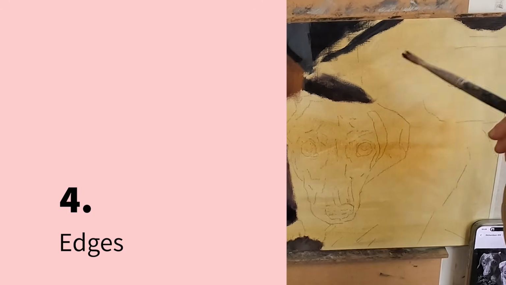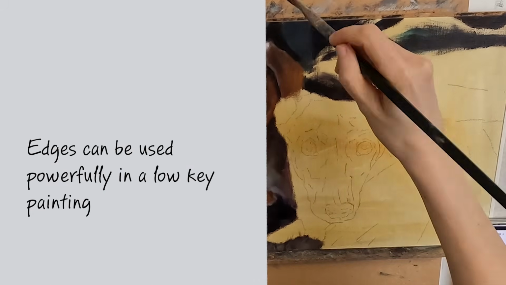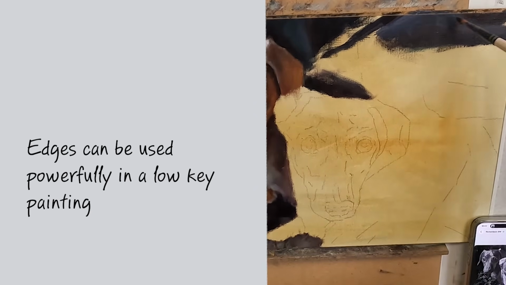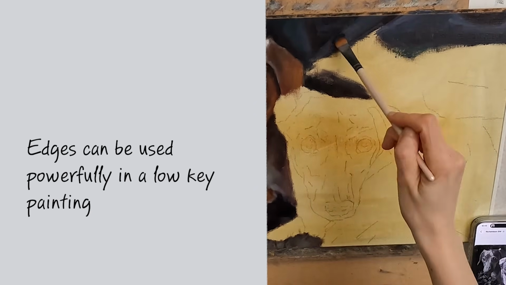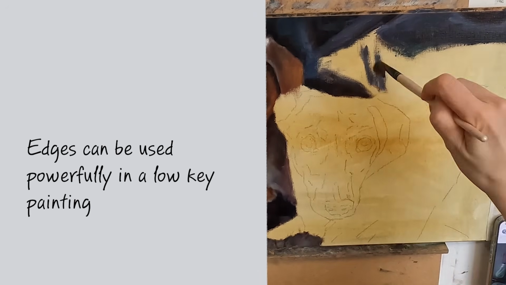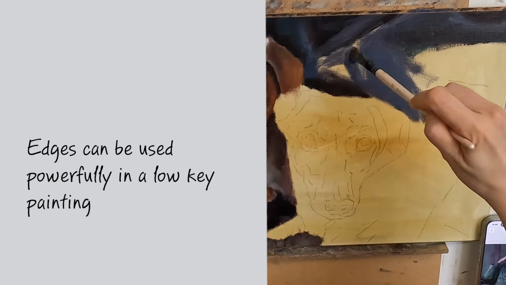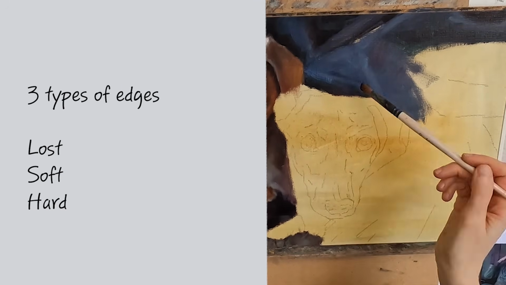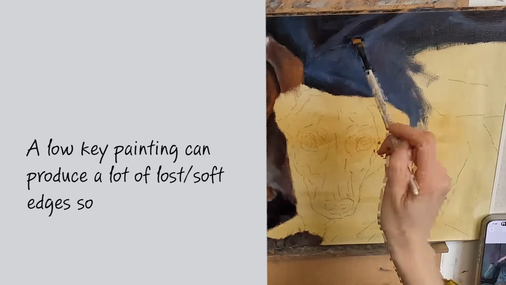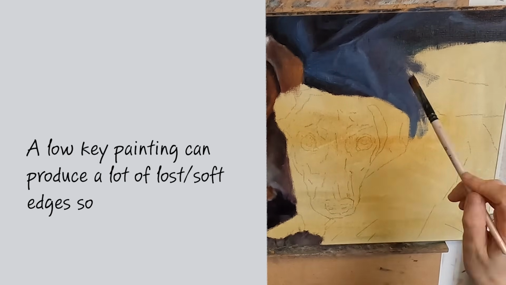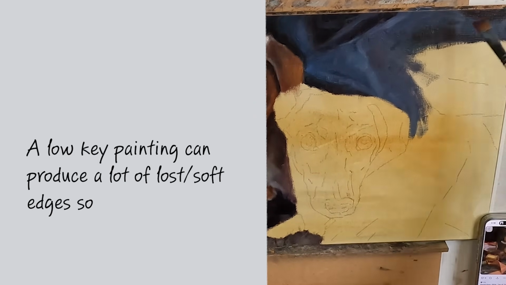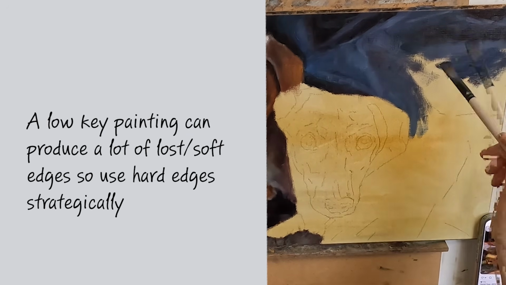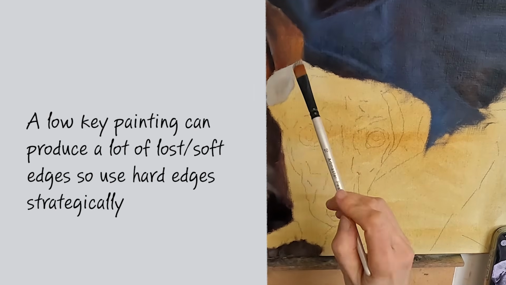Number 4, edges. If your temperature is your most important tool for separation in a low-key painting, edges run a very close second. An edge is simply where one area of your painting meets another, and in a low-key painting, how you handle that meeting point is important. There are 3 types of edges: a hard edge, a soft edge, and a lost edge. Because the values are so close together, you'll find you get a lot of soft lost edges. So where you have strong value contrast, you are best off going for a hard edge to give visual impact and focus to your painting.